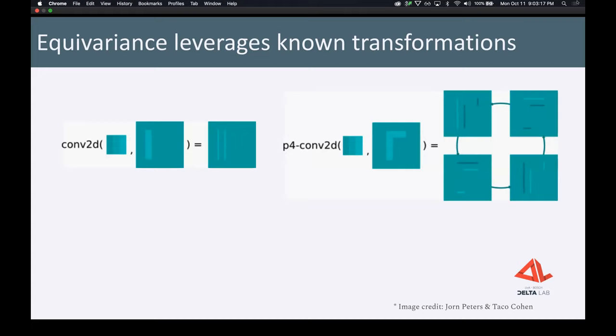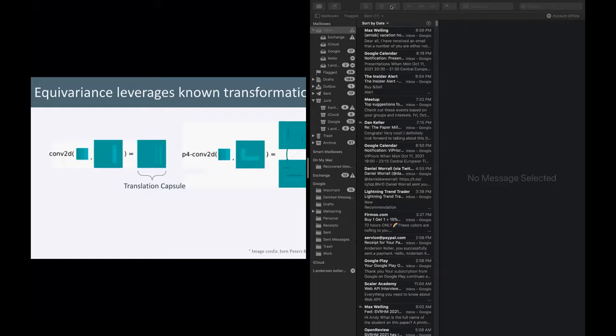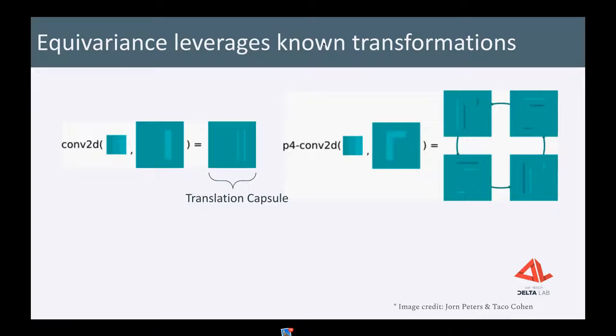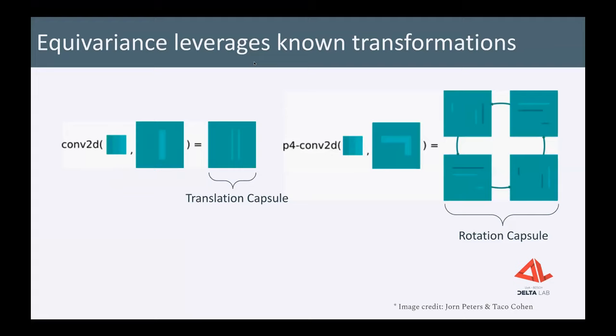Like Max mentioned, we can think of the feature maps of a convolutional neural network as translation capsules because they contain all pixels corresponding to different translations of a feature. Similarly, we can think of the four feature maps in a group equivariant neural network as a rotation capsule because they contain all features corresponding to rotations of that feature.